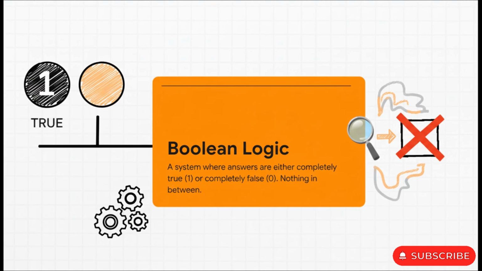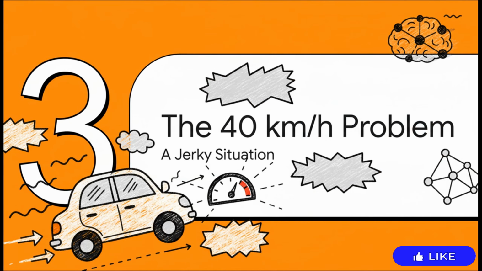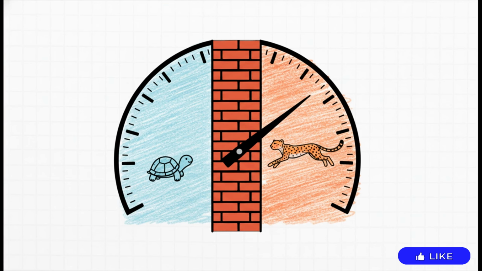So at its heart, Boolean logic is simple. An answer is either a hard 0 or a hard 1. And while that's incredibly powerful for pure math and computing, it starts to crack when it has to deal with real-world nuance. In fact, this limitation can lead to some surprisingly jerky situations. To see exactly what I mean, let's imagine we're building an AI-powered car that's supposed to keep a nice steady speed. So the engineers gave it a very simple, very Boolean rule. If the car is going over 40 kilometers per hour, it's fast. If it's under 40, it's slow. It's just a hard, digital line drawn in the sand.